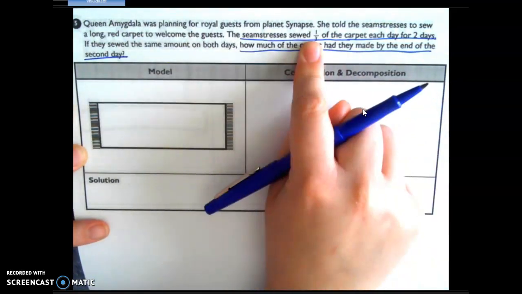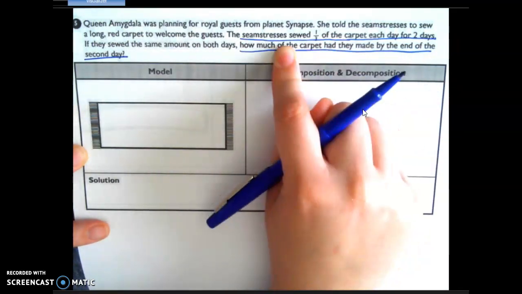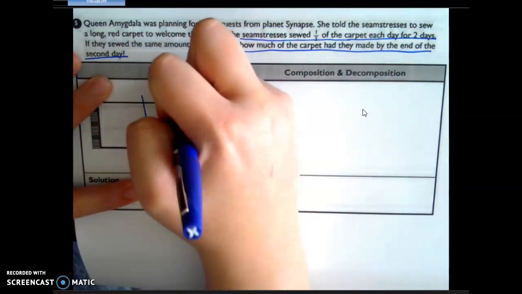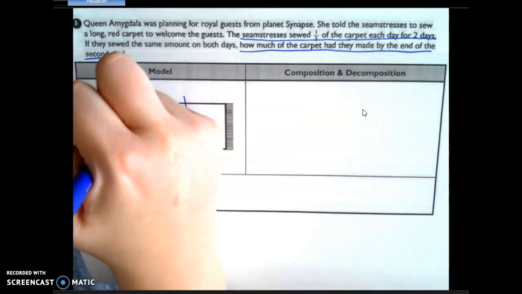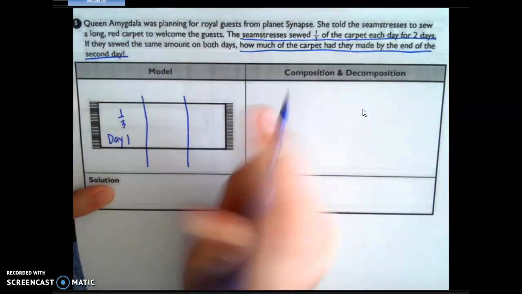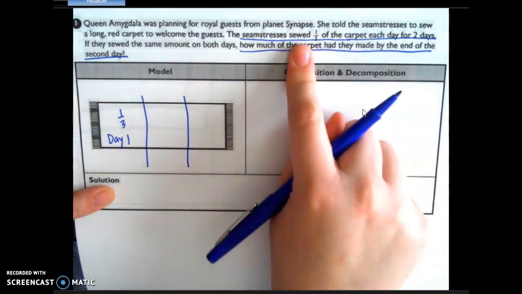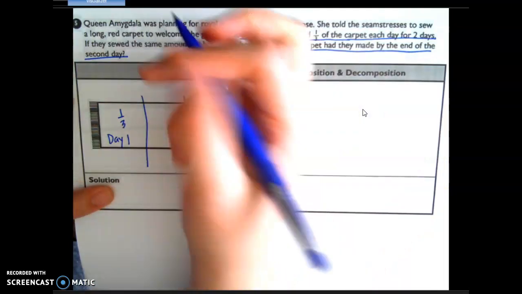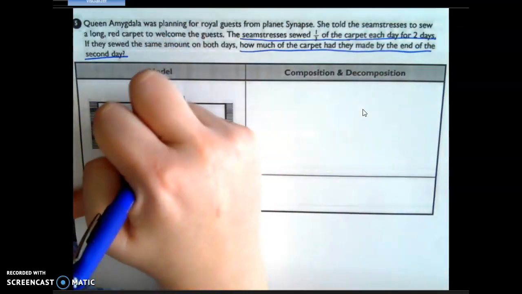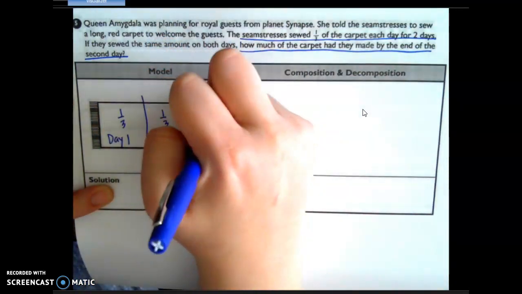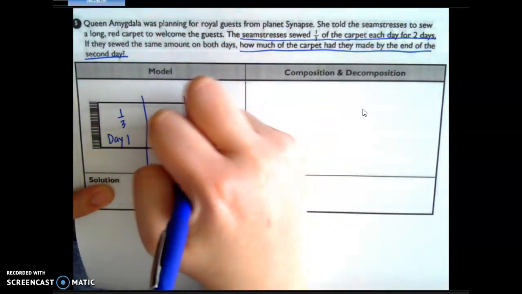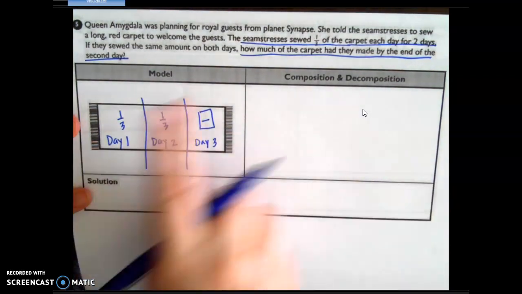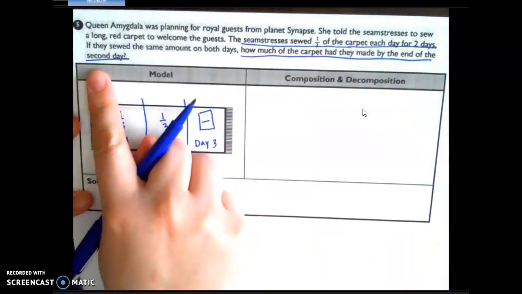Well, I know that on day 1, she sewed 1/3. So this is 1/3, and this could be day 1. Okay? The second day, she also sewed 1/3 because 1/3 for each day for 2 days. So this would represent day 2. And we don't know that one. I want to know how much of the carpet they had made by the end of the second day.